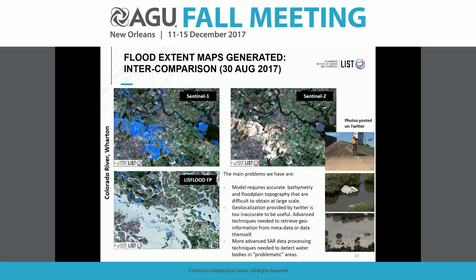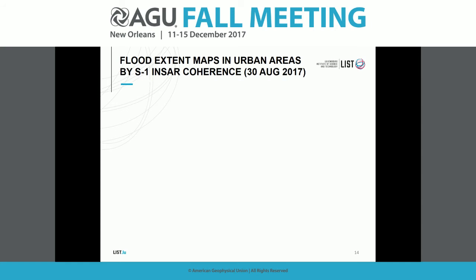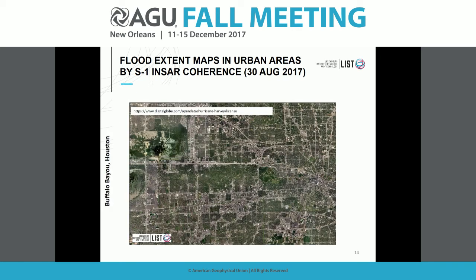Here's another example of the flood maps obtained in the region of Wharton that was also severely affected by the floods. When we produced this map in the framework of the GFP activity, there was some concern that the SAR-derived flood maps do not inform on the presence of water in urban areas. And of course, that's the most risk-prone area, and it's very important that our maps also give information on flooded areas in urban environments.